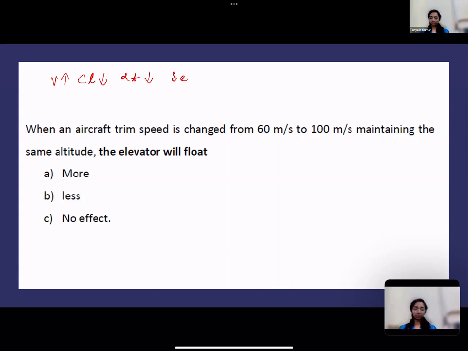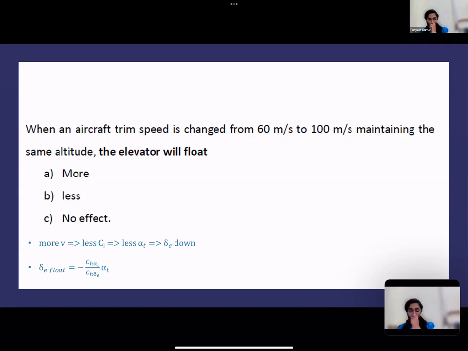That is the convention. Yes, Sandra, you're right. Deflecting it up is for negative. But if I have to reduce my angle of attack, do I deflect my elevator up or down? To reduce alpha tail, delta E should be deflected down, right? So that is positive. Positive delta E. Okay. So keeping that in mind, we go to this equation.